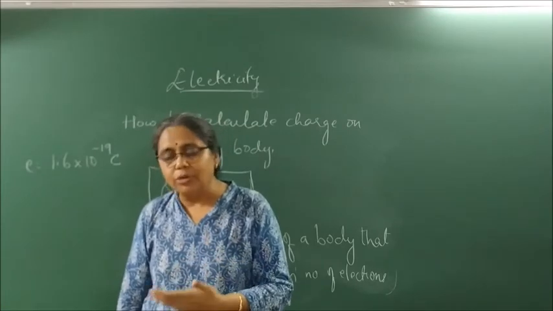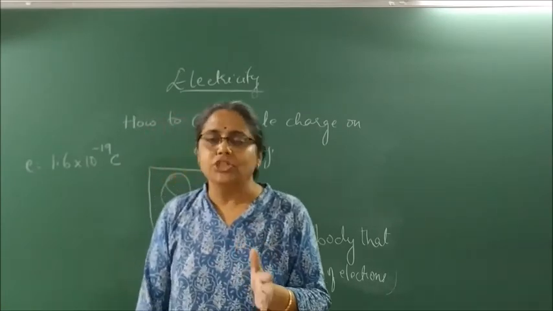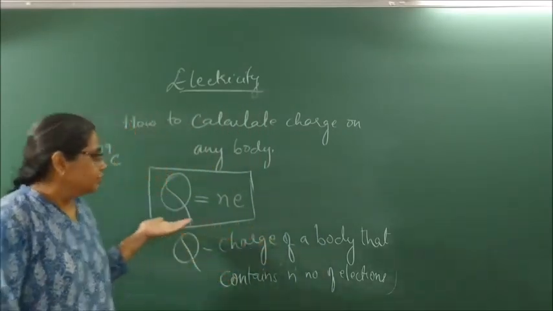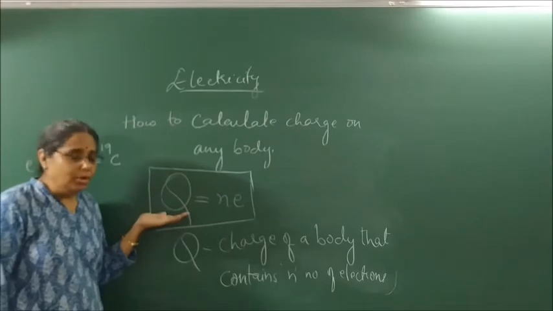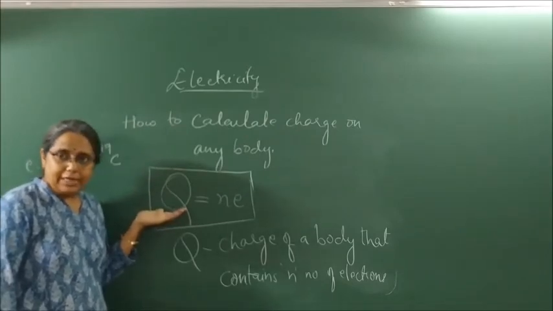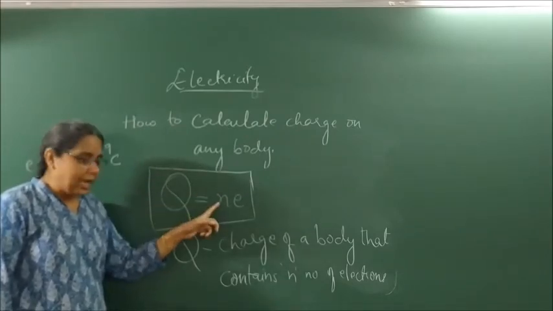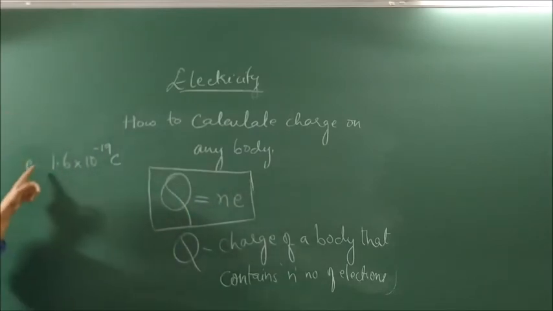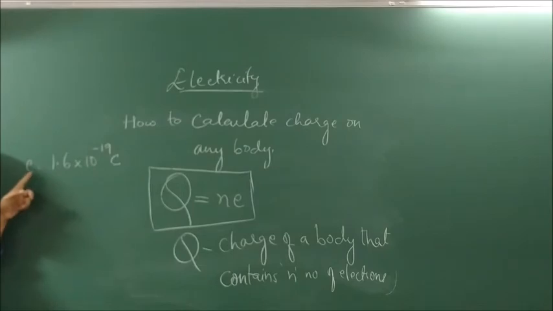So you will calculate with the n number of electrons present. As we do problems, we will teach you how to use the formula Q is equal to Ne. So what is Q? It is the charge of a body containing n number of electrons. N is the number of electrons and E is the charge on a single electron, which is always equal to how much? 1.6 into 10 to the power of minus 19 coulombs.